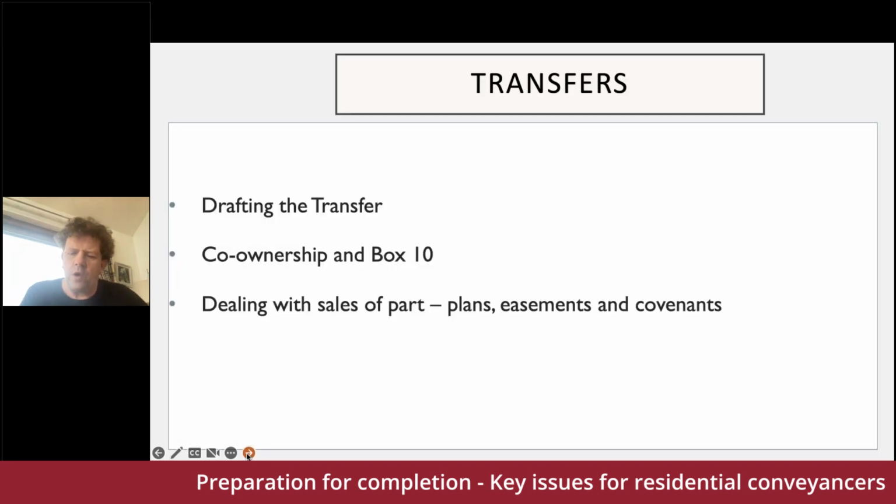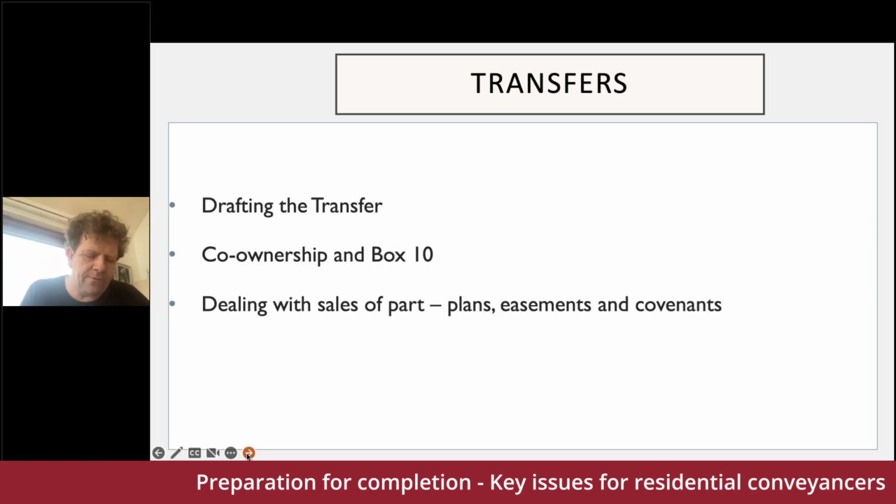The first thing I want to talk about, and I mentioned in the notes, are issues associated with drafting transfers when we're acting for a buyer. A number of things here to explore and to discuss. First things first, in sending a transfer to our client for signature, do we explain to our client what the transfer is and what the transfer does?